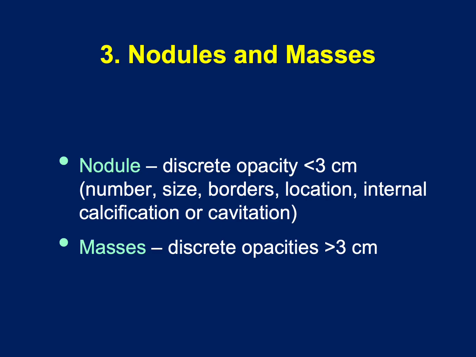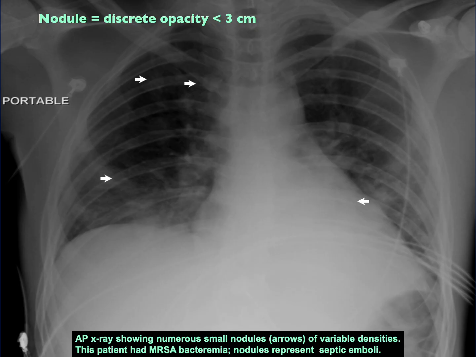Nodules and masses, like I said before, are distinguished based on their size. A nodule is a rounded opacity less than 3 centimeters, versus a mass is more than 3 centimeters in size. Nodules are further described according to their number, size, borders, location, internal calcification, or cavitation.